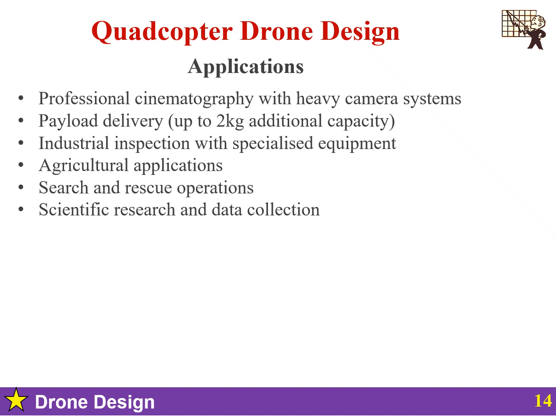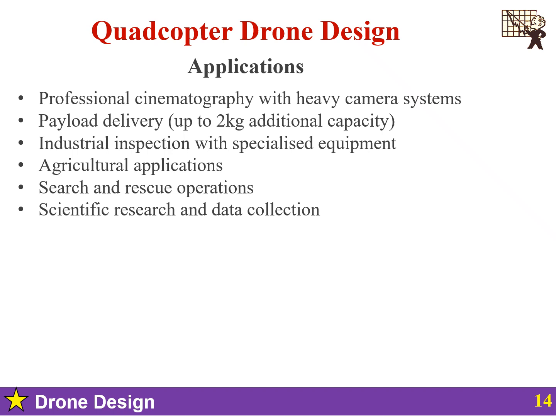The next is industrial inspection with specialized equipment. Professional inspection systems, thermal imaging cameras, ultrasonic thickness measurement, gas detection sensors, and high resolution zoom cameras for detailed inspection. Applications include power line inspection, bridge and infrastructure inspection, solar farm inspection, and industrial facility inspection.